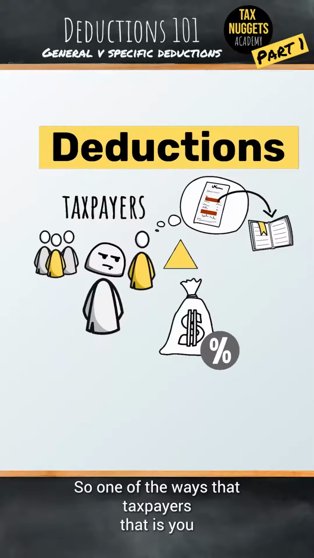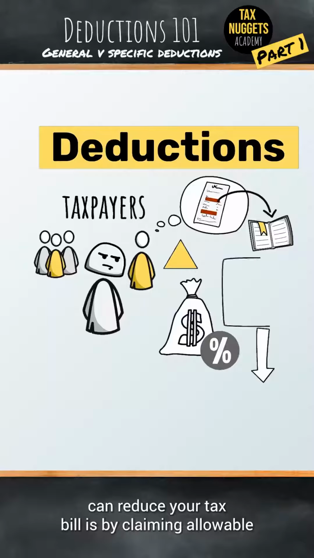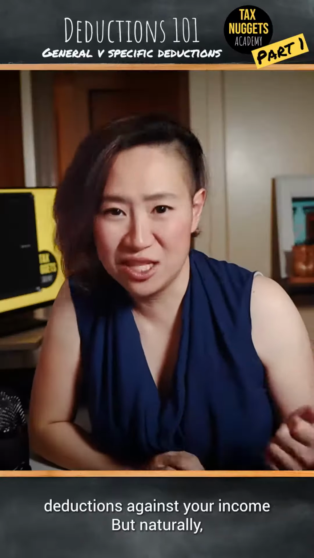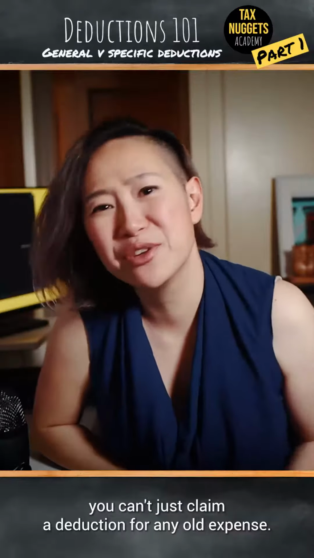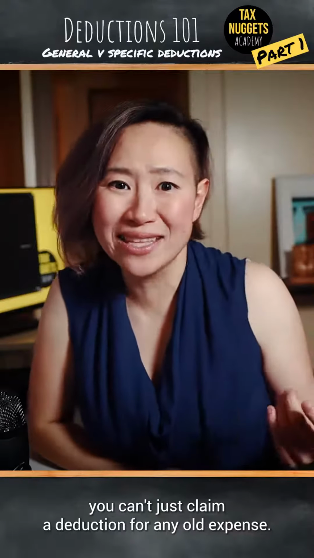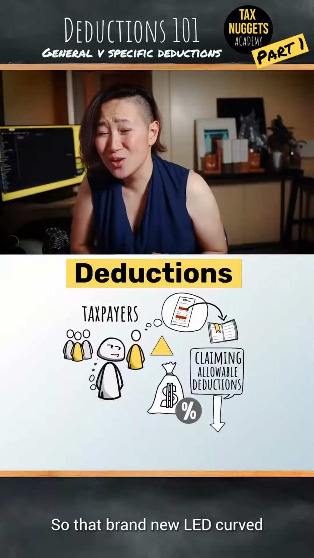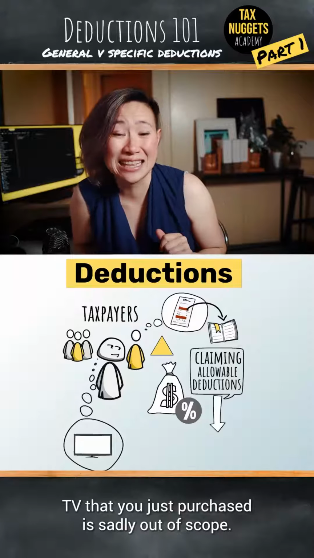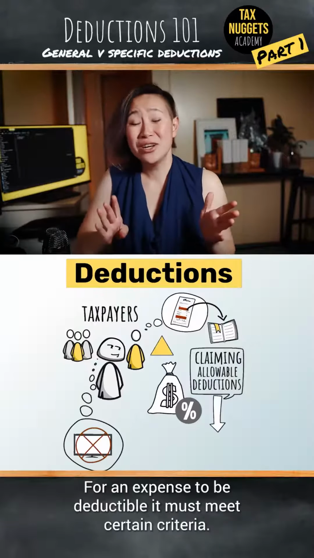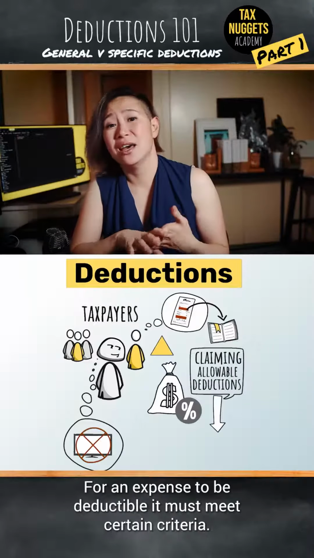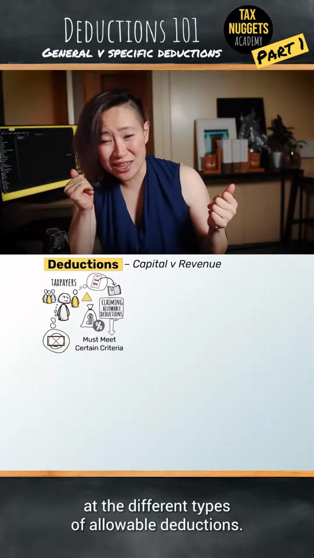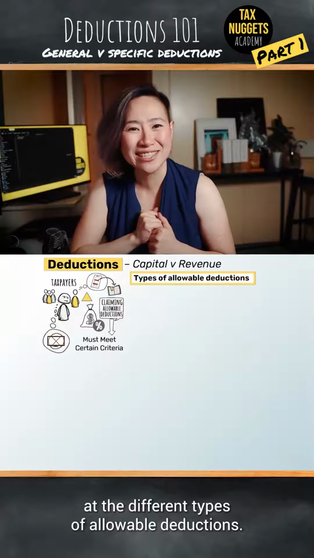Duh. So, one of the ways that taxpayers, that is you, can reduce your tax bill is by claiming allowable deductions against your income. But naturally, you can't just claim a deduction for any old expense. So, that brand new LED curved TV that you just purchased is sadly out of scope. For an expense to be deductible, it must meet certain criteria. So let's jump in and have a look at the different types of allowable deductions.